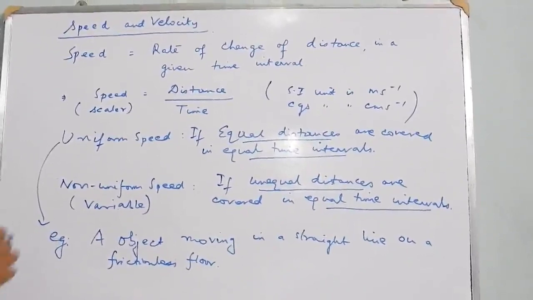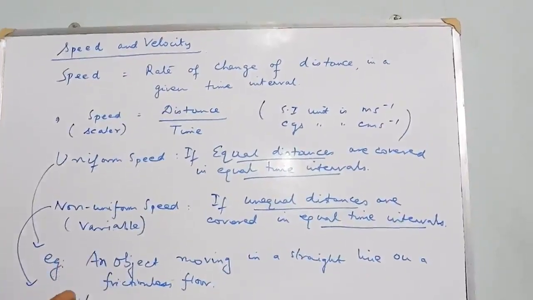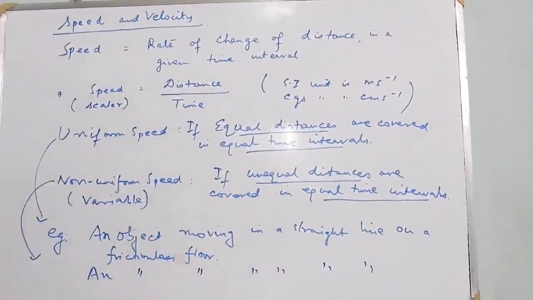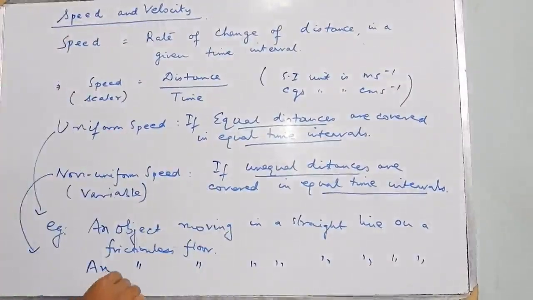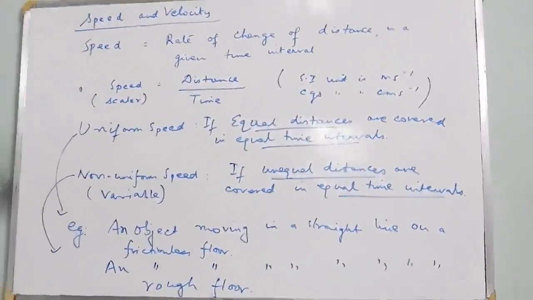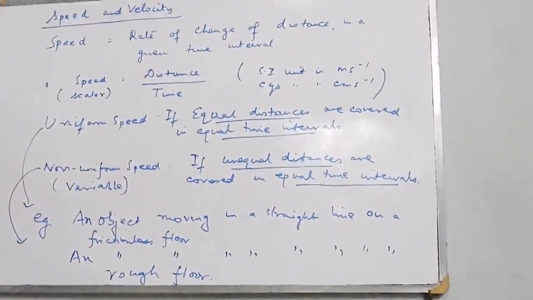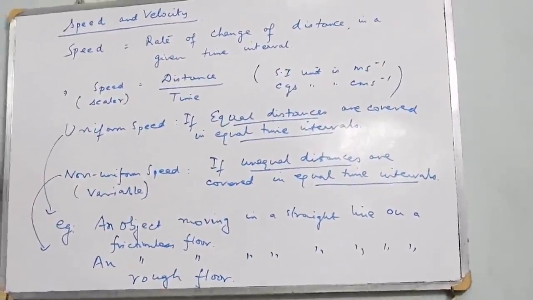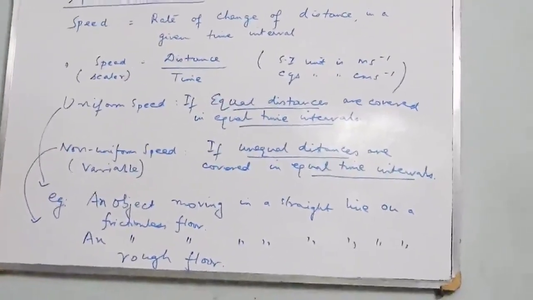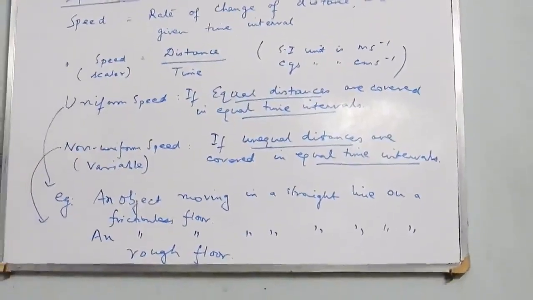And if you take the example of non-uniform speed, we can say that an object is moving on a straight line on a rough floor. That means some amount of friction is present on the floor. Then you can say that its speed is non-uniform. There are varieties of examples in reality where we come across non-uniform speed. For example, the motion of a car in a crowded street, the motion of a train which is leaving or approaching the platform. There are various such examples of non-uniform speed.